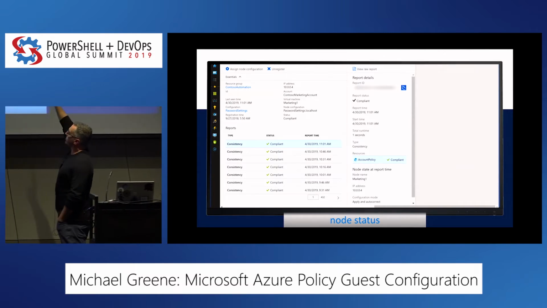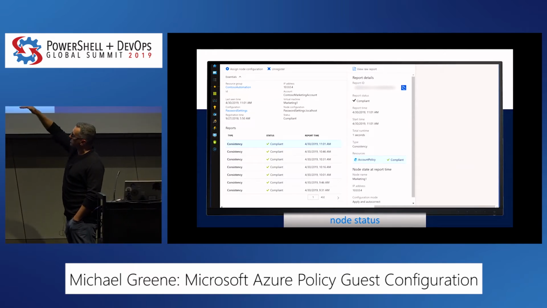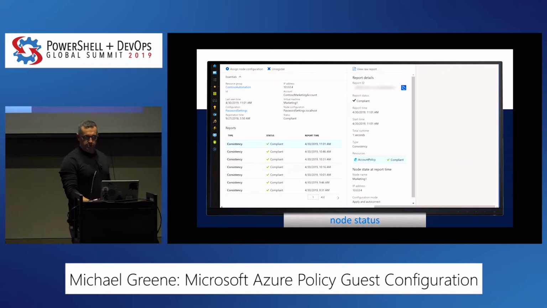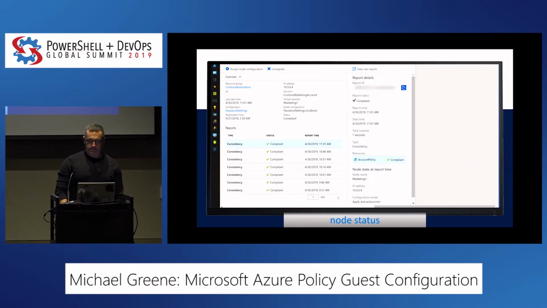You've got a complete reporting interface, so you can go through and see that, yes, every 15 minutes, this node checked in. It showed that it was compliant. And then you can see for each of the individual resources. So in this case, it's just looking at the account policy for one setting for passwords on the machine. If it had lots and lots of different resources, you can see that and verify that each one of them was checked and get some metadata about the machine.